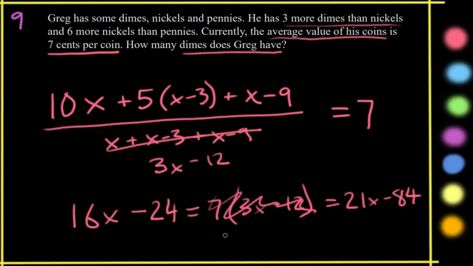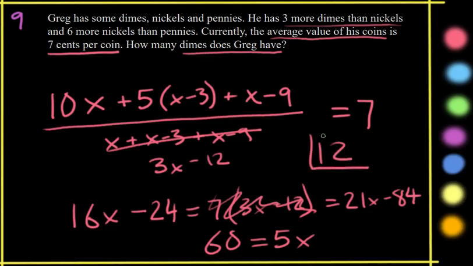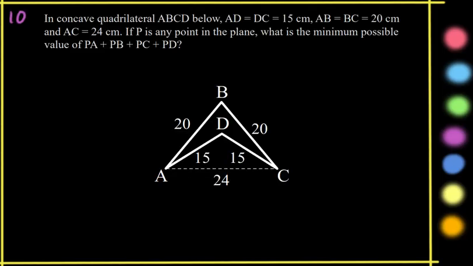So if I do that, let's see, if I add 84 over here, I'm going to have 60. And then I'm subtracting the 16, so that goes away. But this is going to be 21 minus 16, so that's 5x here. So 60 is 5x. That means x is 12. All right, not too bad. Let's take a look at the last one.